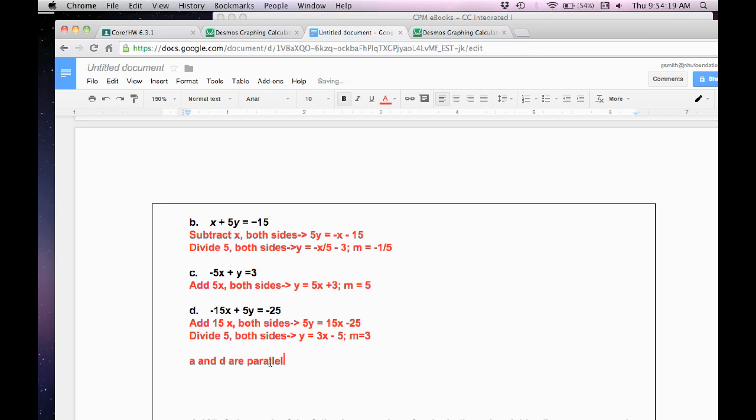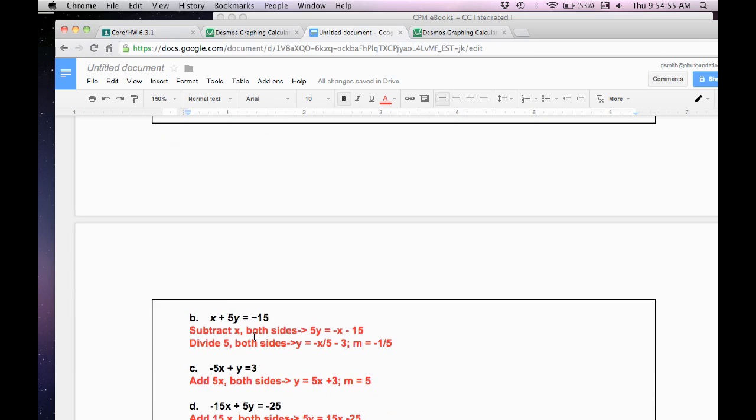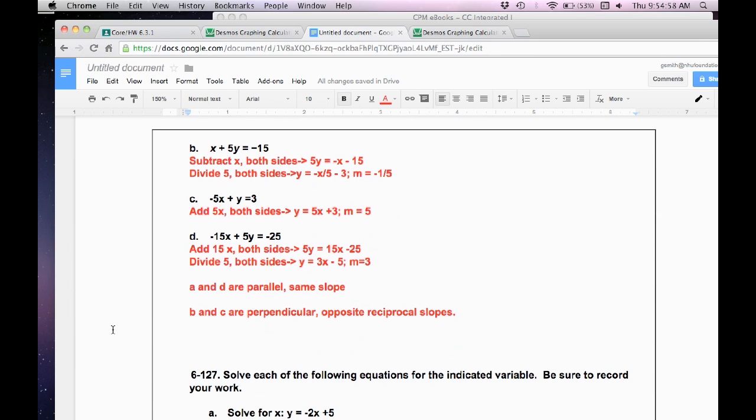Remember little parallel L's in the word parallel. That's how you can spell parallel. A and D are parallel because they have the same slope. And then B and C are perpendicular. Why? Opposite reciprocal slopes. All right. Cool. So it takes work, but we didn't have to graph it, and we still got the right answers. So good job, everybody.